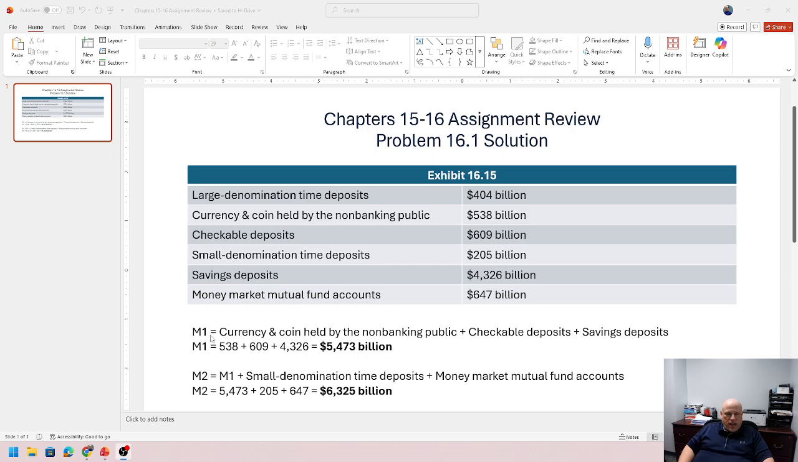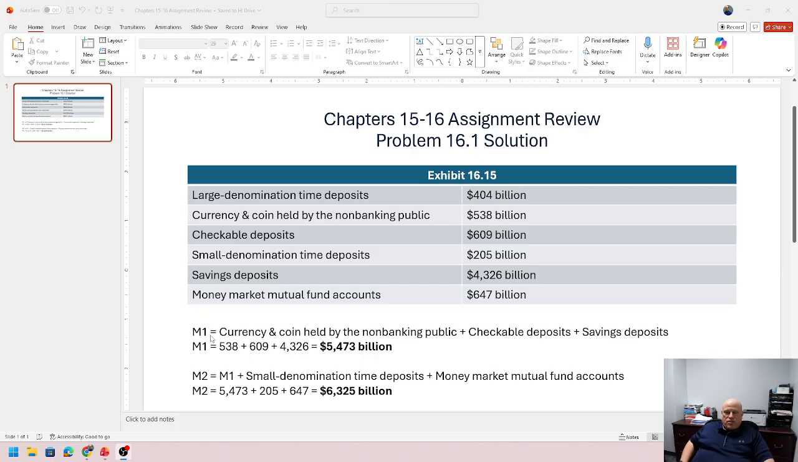So in this case, M1 would be 538 billion, which is the currency and coin value, plus checkable deposits of 609 billion, plus savings deposits, which is 4,326 billion. Okay, so you add all that together and you end up with a value of $5,473 billion.